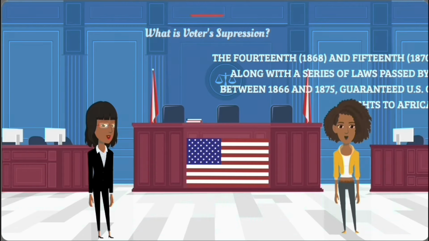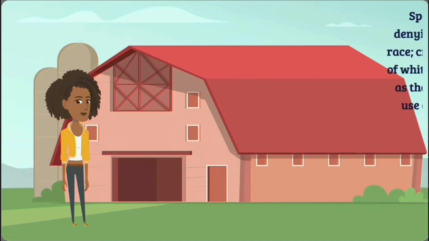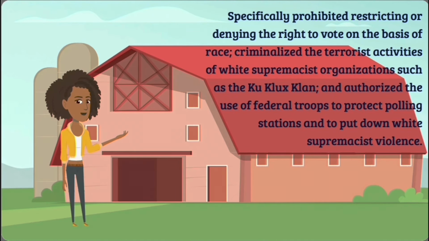The 14th and 15th Amendments to the U.S. Constitution, along with a series of laws passed by a Republican-dominated Congress between 1866 and 1875, guaranteed U.S. citizenship and equal civil and legal rights to African Americans, specifically prohibited restricting or denying the right to vote on the basis of race, criminalized the terrorist activities of white supremacist organizations such as the Ku Klux Klan, and authorized the use of federal troops to protect polling stations and to put down white supremacist violence.